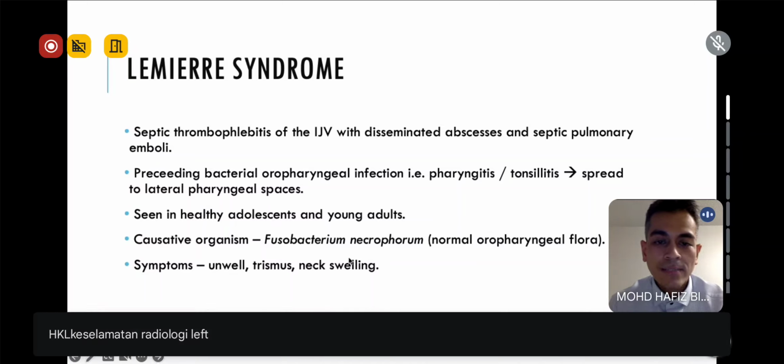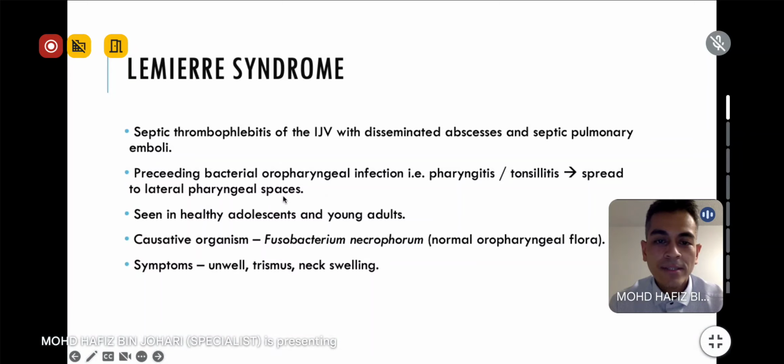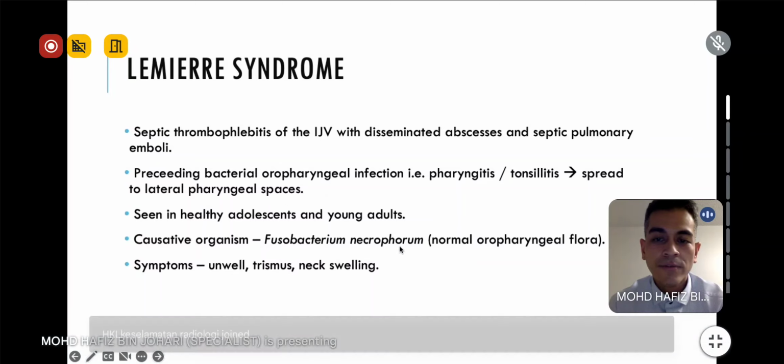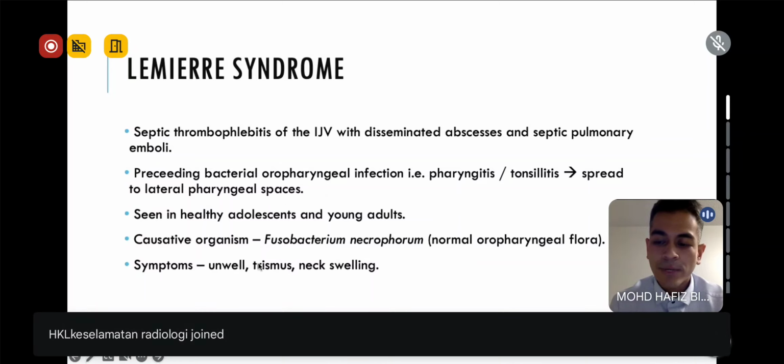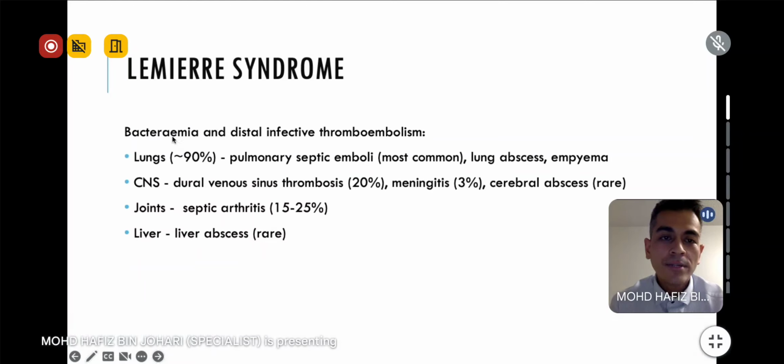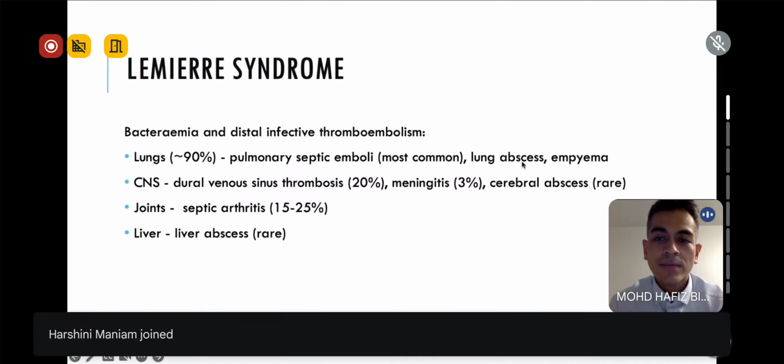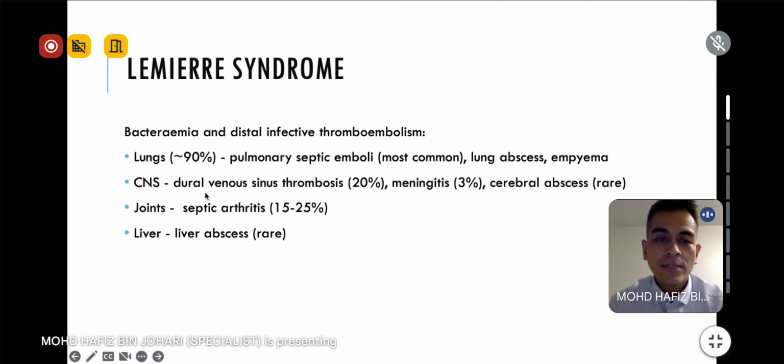Causative organism, this organism is quite famous when we talk about Lemierre syndrome. It is Fusobacterium necrophorum. Symptoms, the patient will be unwell. The resulting bacteremia and distal infected thromboembolism, we can see multiple septic emboli in the lungs. We can find lung abscesses, empyema. It can go to the CNS causing dural venous sinus thrombosis, meningitis. It can go to the joints causing septic arthritis. It can go to the liver, even though it's rare.